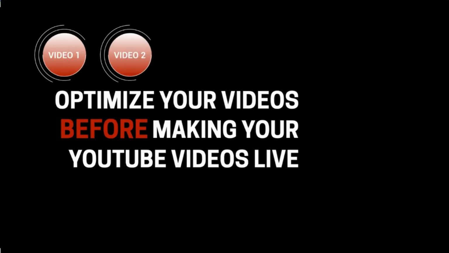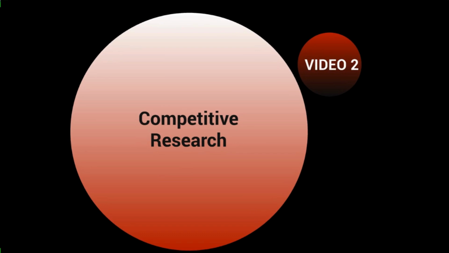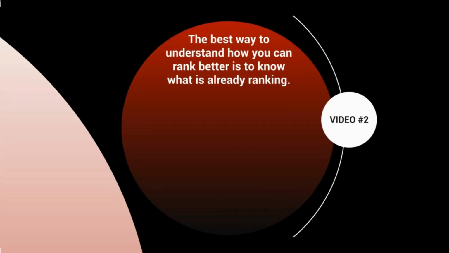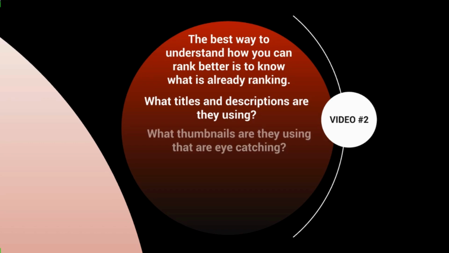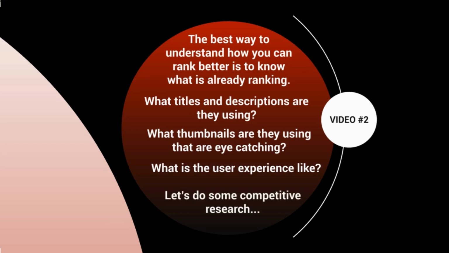Hello and welcome back. This is video number 2. So let's talk about competitive research. You see, the best way to understand how you can rank better is to know what is already ranking in your niche or your market. So what we want to do here is analyze the videos that are on the top. And I want you to specifically look at what titles, what descriptions are they using, and what thumbnails are they using that are eye-catching. And what is the user experience like when you click through those videos? So let's go ahead and do some competitive research.